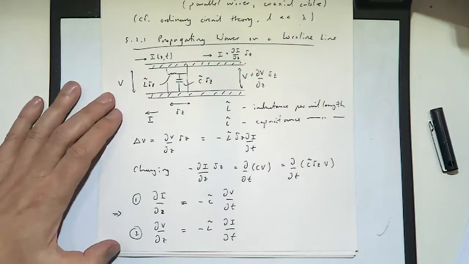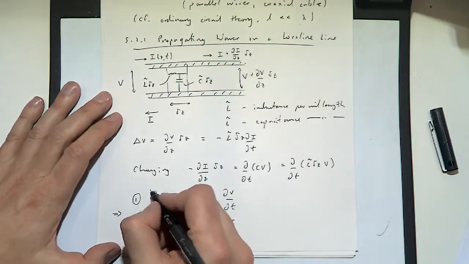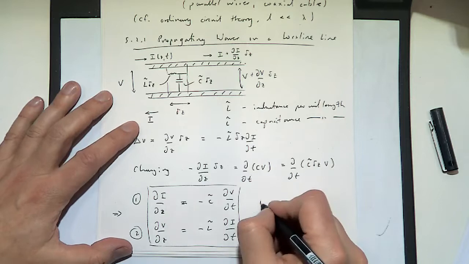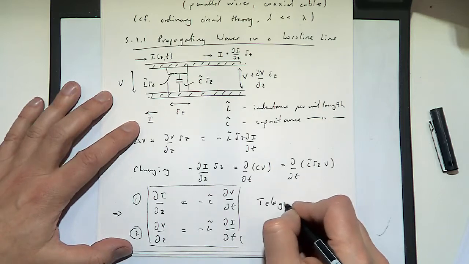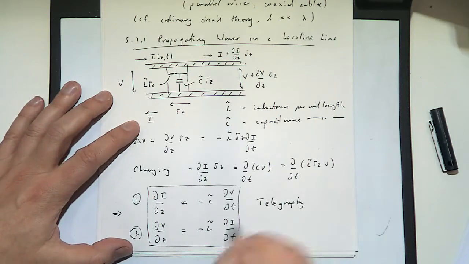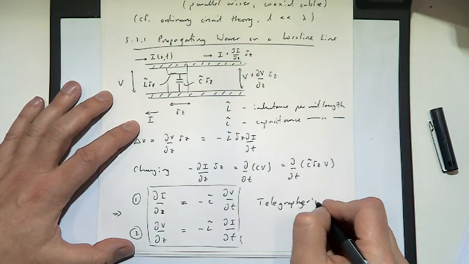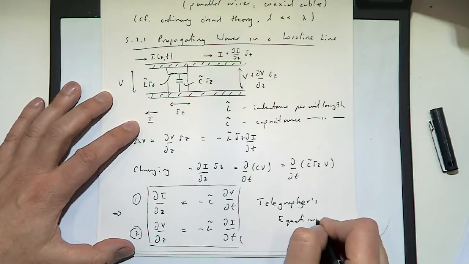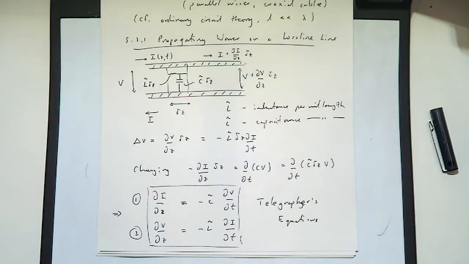Now, this was first discovered as an idea when people first started looking at very long transmission lines, and that was originally done for telegraphy, the sending of messages over wires, and that's why they're called the telegrapher's equations. Those are first order differential equations linking a change in distance with a change in time.